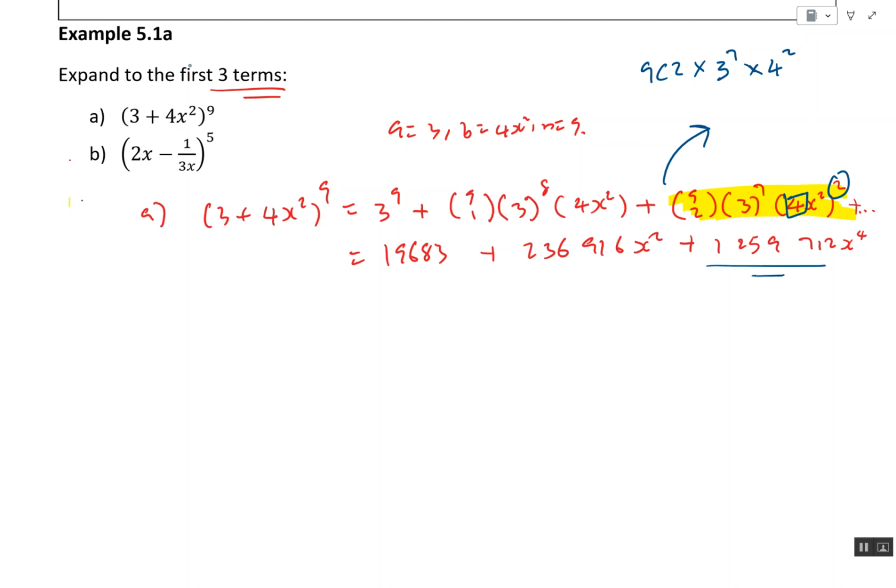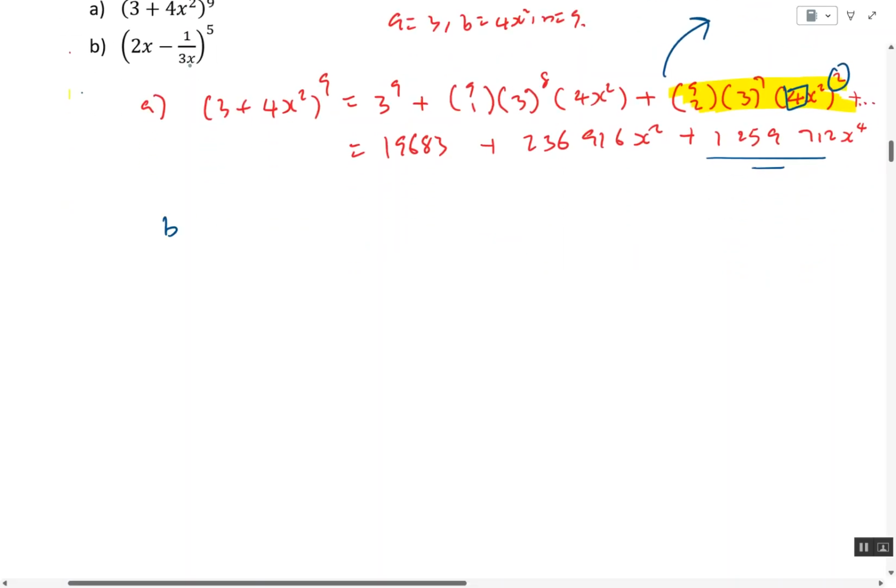And then to get the x power, x square, bracket square, in indices you all learn power is multiplied, so 2 times 2 I get x power 4, that's all. That is for the first example. For the second example, again, in the middle it is a minus. So take note of that.